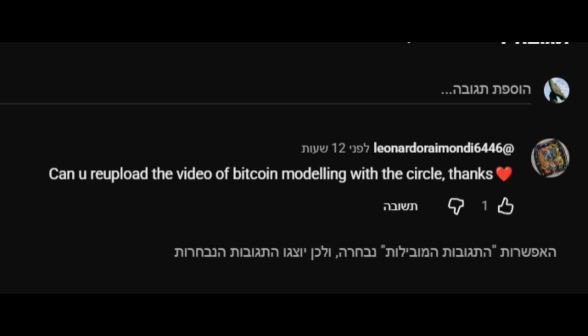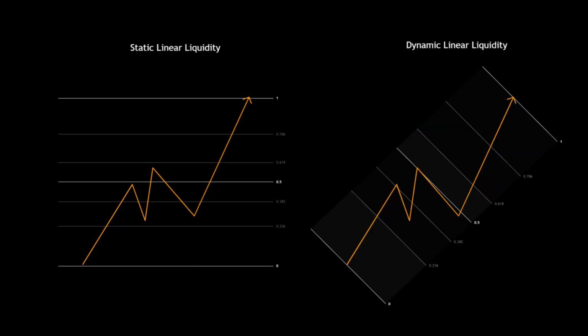To understand the Fibonacci circle, or as I call it, the attractor, you first need to understand what an attractor is and why it is used. So, what is the attractor? The attractor is a measurement tool. And why do we use it? We use it to measure parabolic dynamic liquidity.